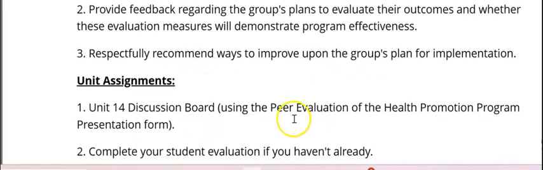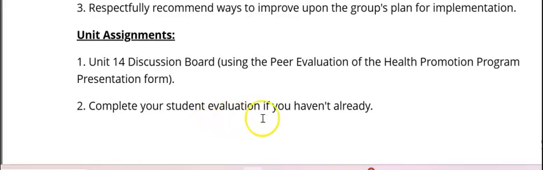and respectfully recommend ways to improve. So you're going to be doing a learning unit number 14 discussion board, but you're going to use a form that I've developed for you. You're going to use this form as you're watching another group's presentation, and then you're going to use that information in your discussion board. I'll show you exactly what I mean in just a minute.